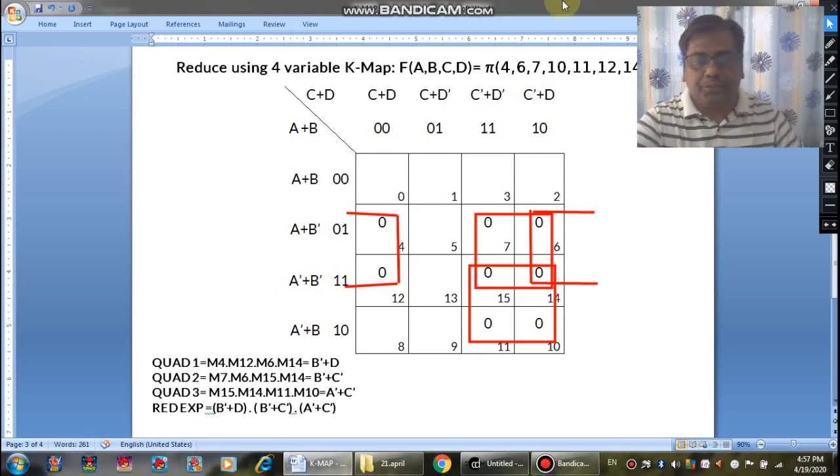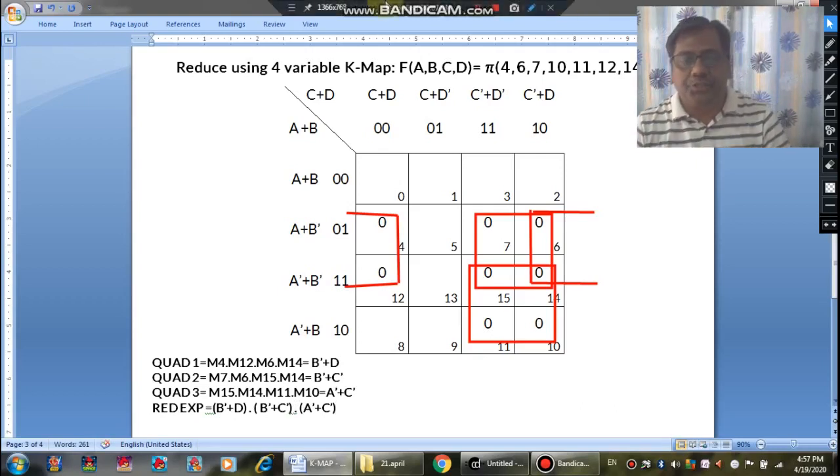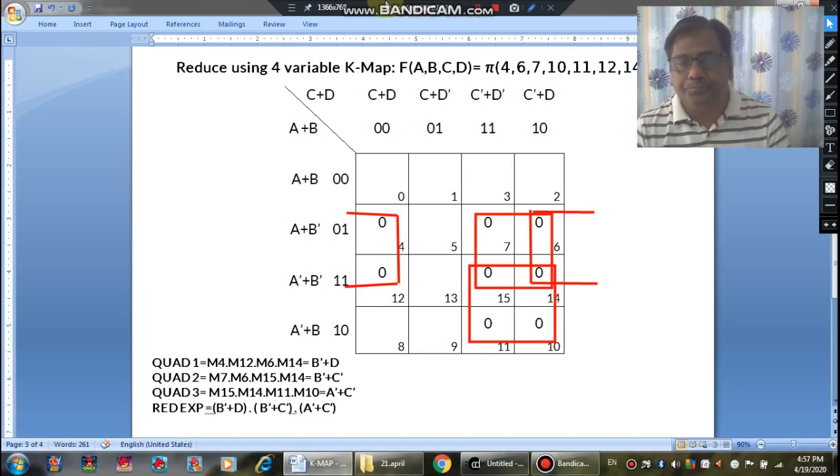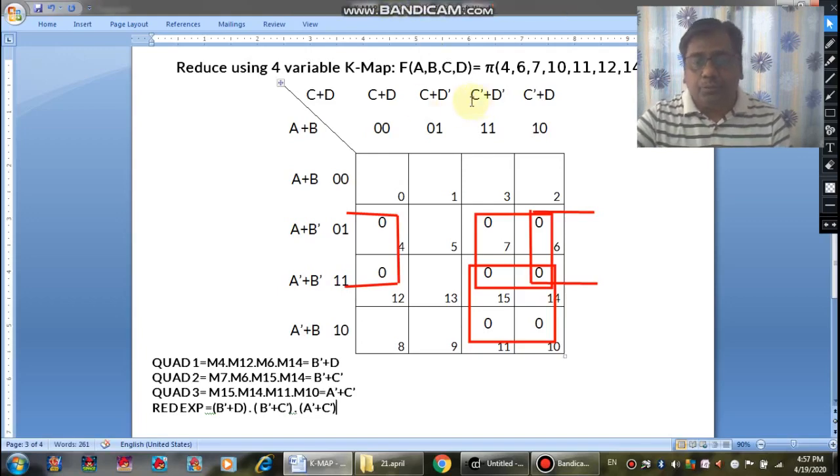This is how we are able to reduce the 4 variable POS expression. Again we have to draw the logic circuit diagram and complete the solution. Now, note it down carefully.